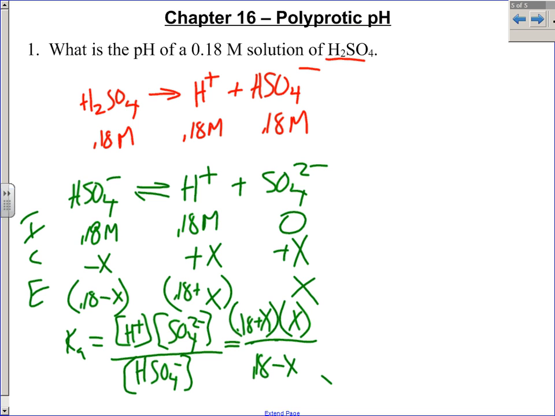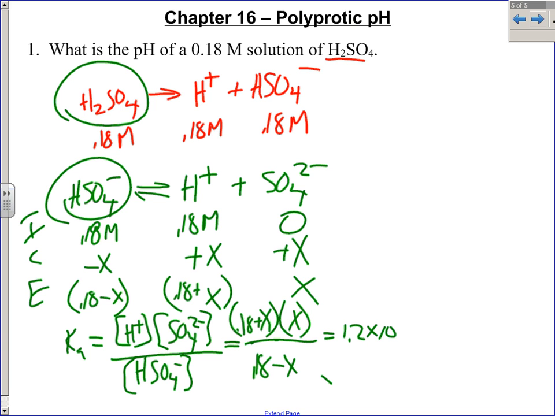So where do I get my K for this substance from? Well, if I look it up in the back of the book in Appendix D, I don't find HSO4 minus there. But I do know that it's the second ionization of H2SO4. So if I look up the Ka2 of H2SO4, that's going to equal the Ka of this substance. And that is 1.2 times 10 to the negative second.